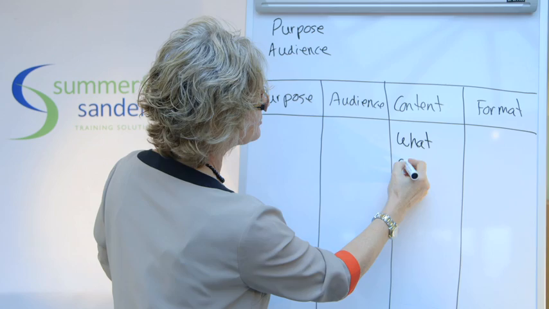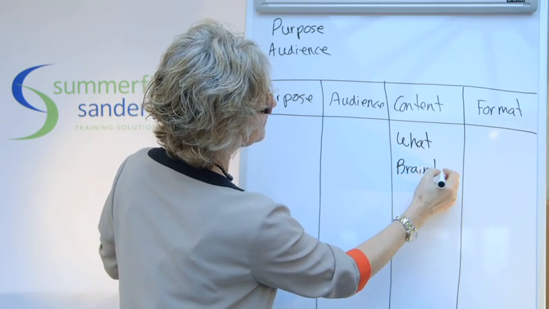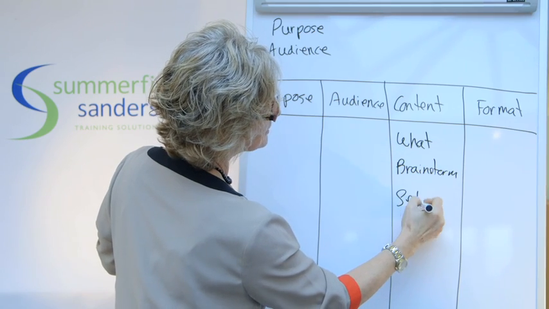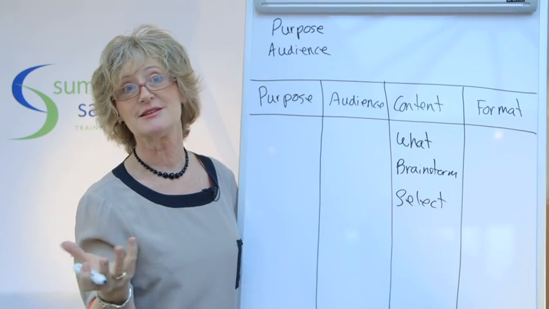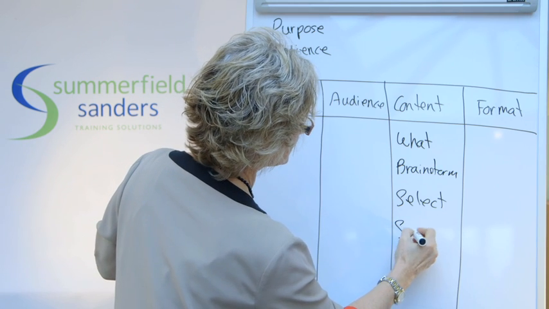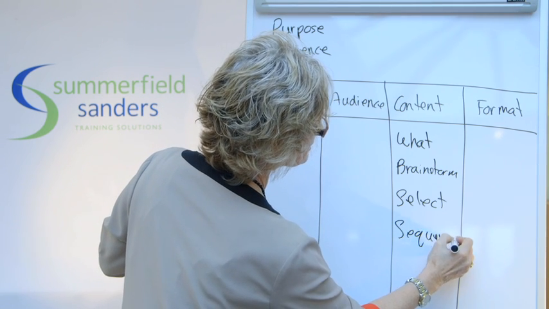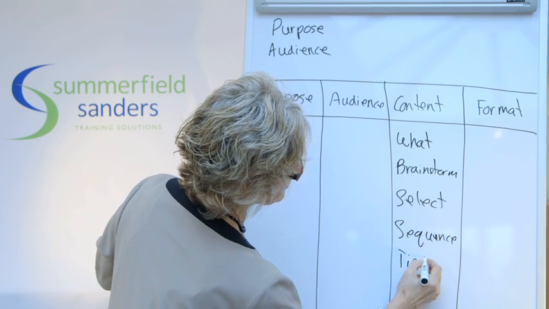So in the example we're going to use now, content, what we would write down is what, in other words, what is the content we've got to include, brainstorm, select and then of course discard, sequence, we put them in the right time scale, and finally we make sure we've got sufficient supporting information to cover everything that we need, including all of the evidence.